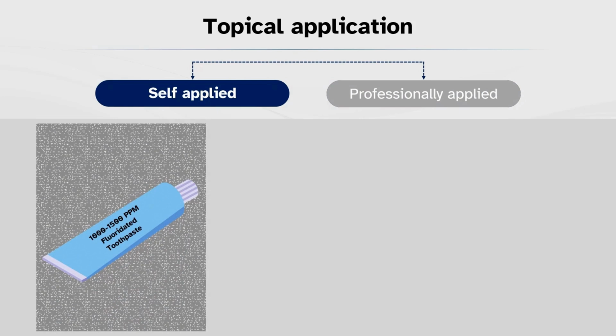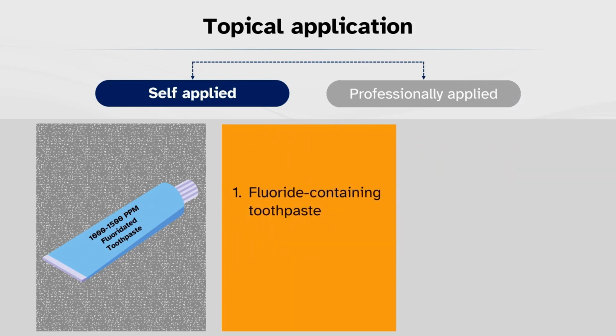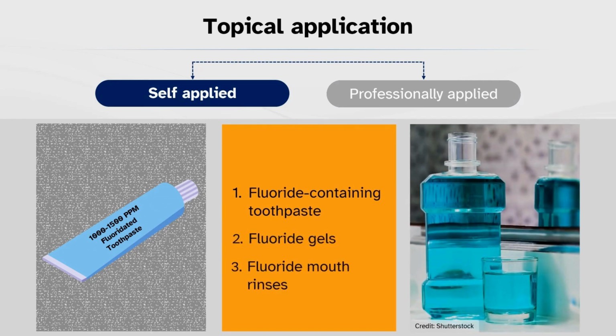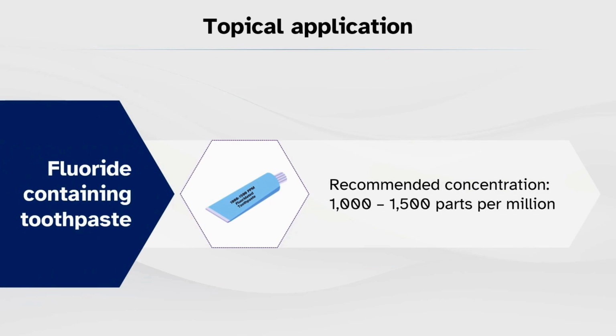Self-applied topical fluorides include those products which are used by individuals at home. Fluoride-containing toothpaste is the most commonly recommended product. Fluoride gels and fluoride mouth rinses are the other available products for self-application, but have to be used under professional guidance. The recommended concentration of fluoride in toothpaste is 1000 to 1500 parts per million.